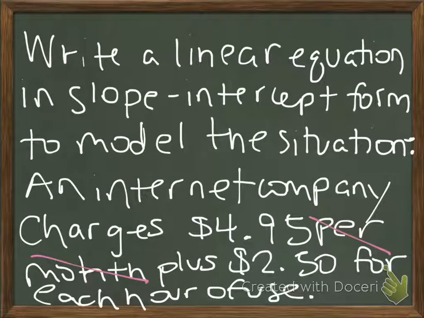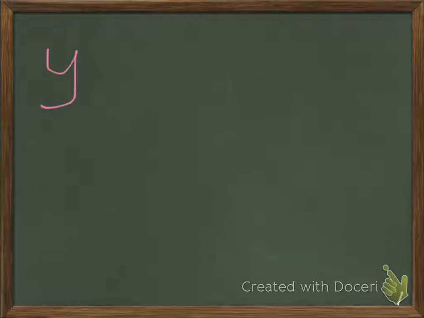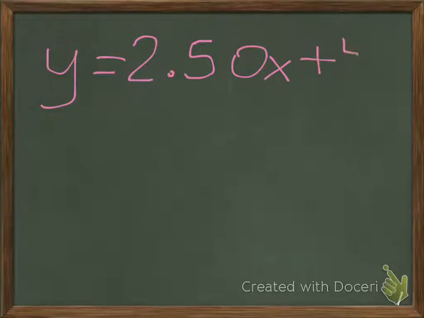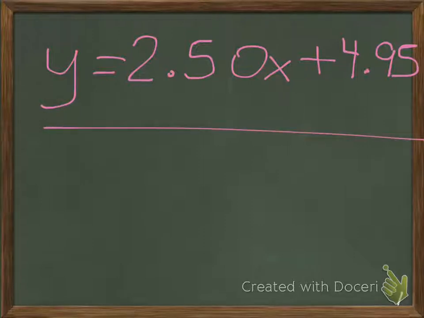So we're going to just write $2.50 for each as our slope. So we're going to do y equals $2.50x plus the $4.95 because we're just modeling this equation for 1 month.